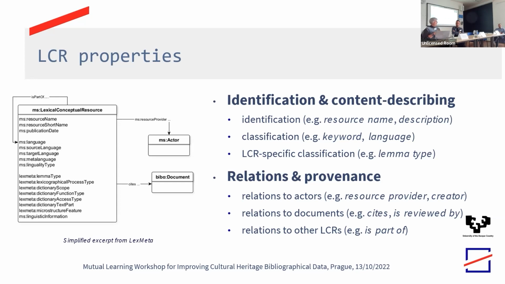Because we're dealing with a linguistic object, it's quite obvious that the properties that we have for language are quite rich and elaborate, not only the contents of the language, but also if it's a translation, the source and the target language. The meta-language, for a dictionary, a bilingual dictionary, a monolingual dictionary that has definitions in another language. And then we have a lot of classifications that are specific to the lexicons, like lemma type, dictionary function type, and I will say a bit about it later.